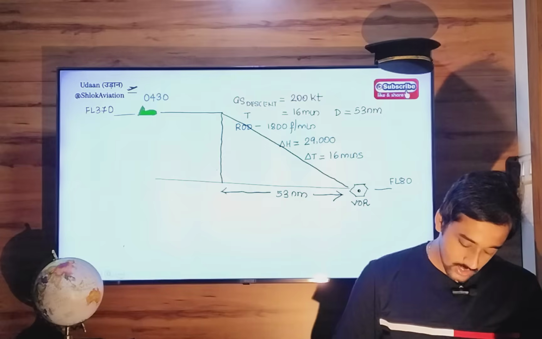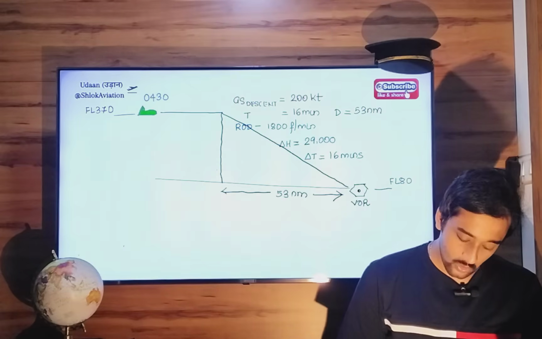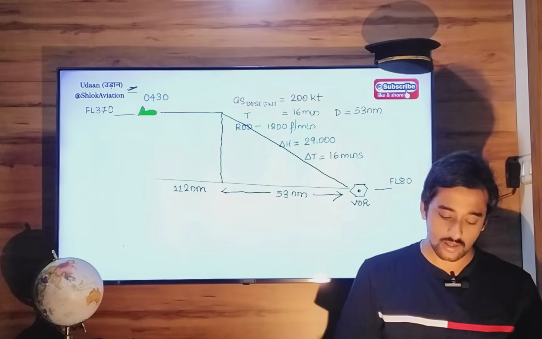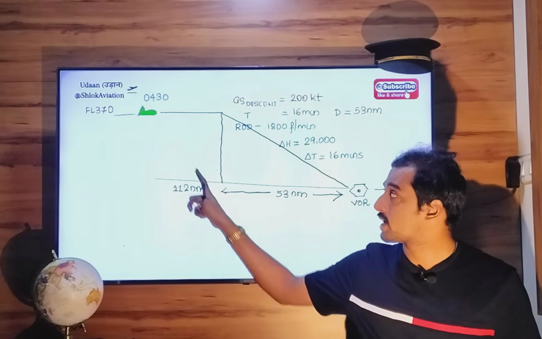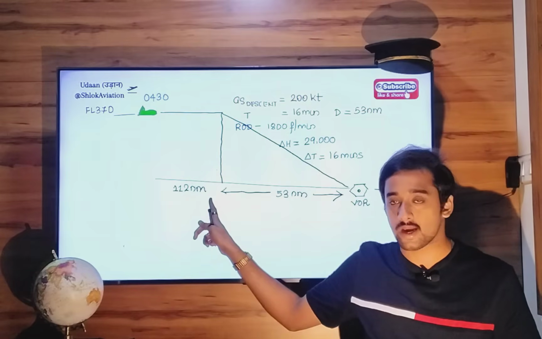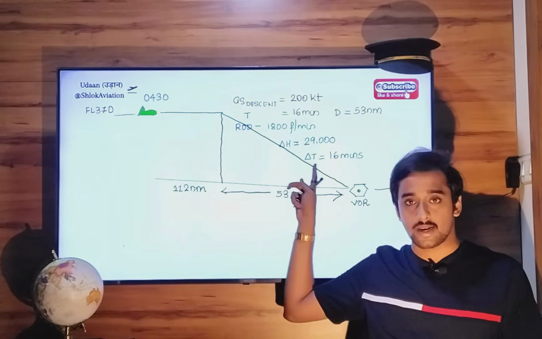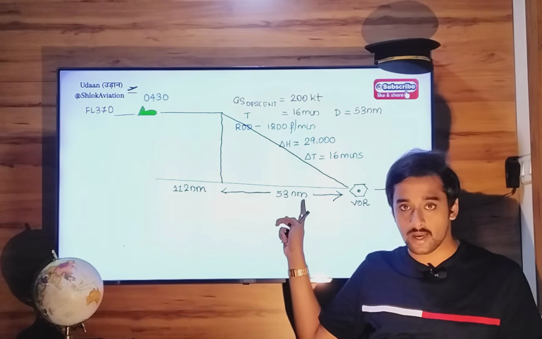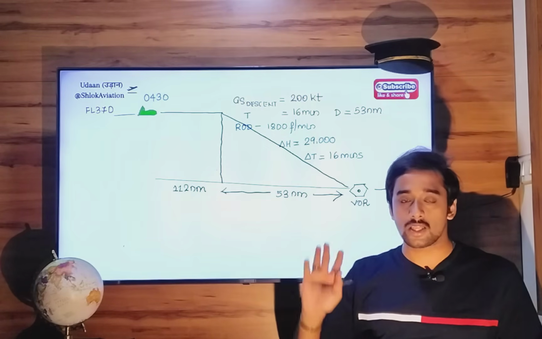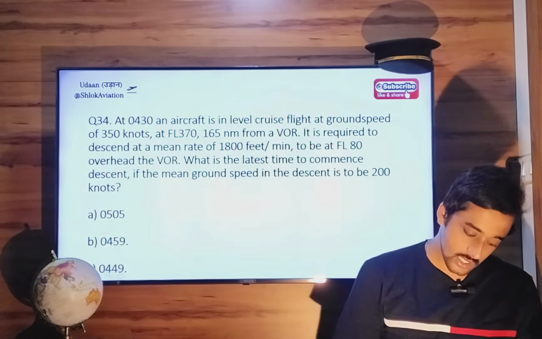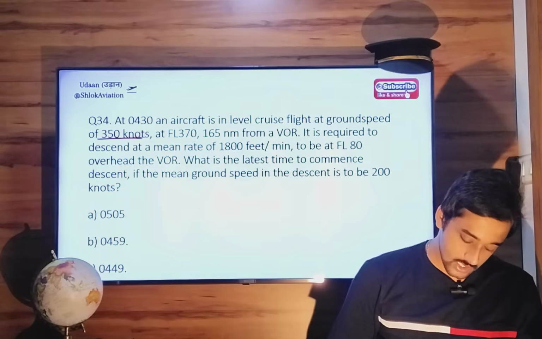Right. So let's write it down. 112. Okay, so you will travel 112 nautical miles straight and level. After the end of 112 nautical miles, you will begin your descent. And in this descent, you will cover the remaining distance of 53 nautical miles and you will arrive over the VOR at 8,000 feet.